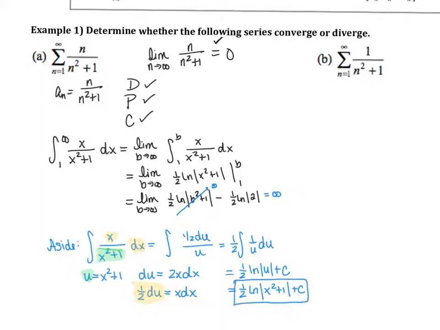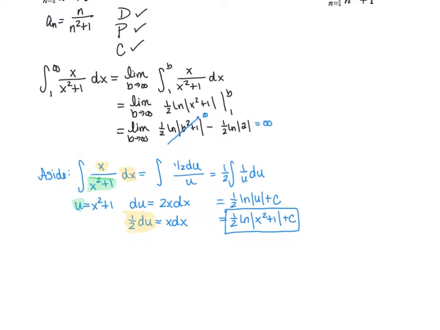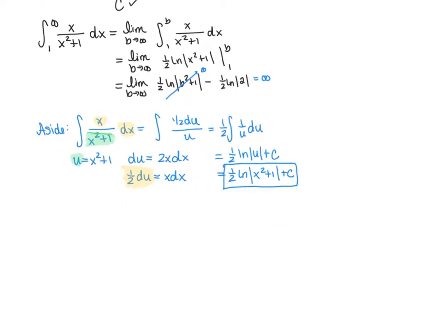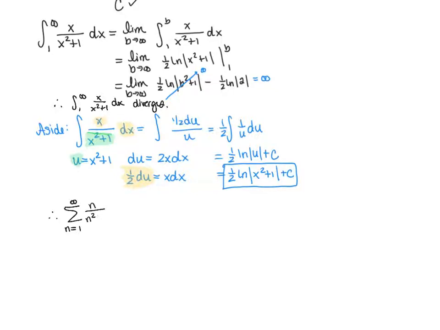Therefore, I need some more space. So here's all of my work right here. So therefore, the integral from 1 to infinity of x over x squared plus 1 dx diverges. And I have my supporting work. So my final, therefore, I know the sum from n equals 1 to infinity of n over n squared plus 1 diverges by the integral test.